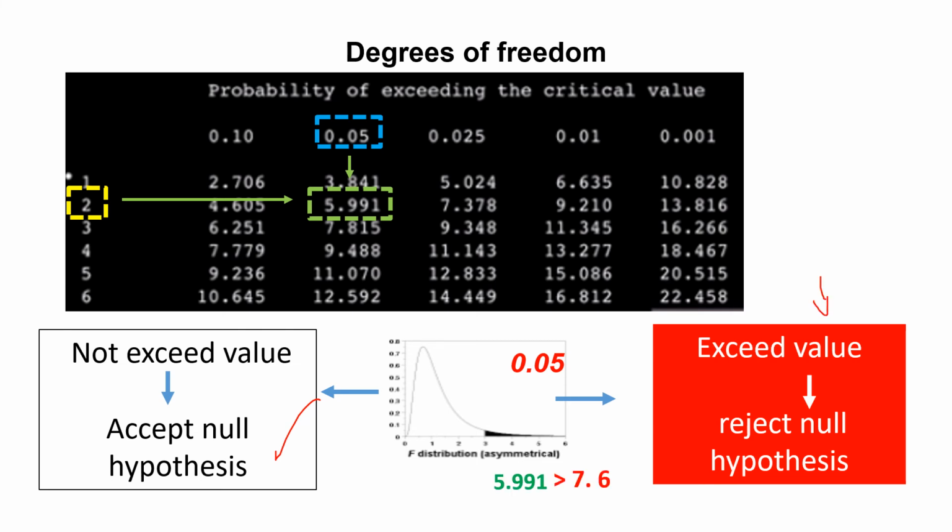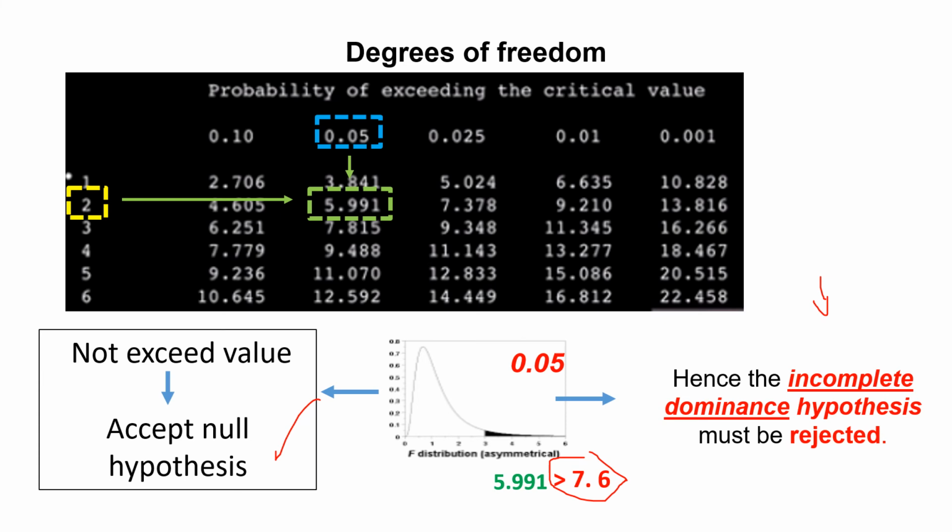Here is our critical value, and here we have 7.6. So in this case, we reject the null hypothesis. So it seems that at least this is not an example of incomplete dominance. The data doesn't fit this example. So as I said, the incomplete dominance hypothesis must be rejected. It's not good enough to be considered an example of incomplete dominance.